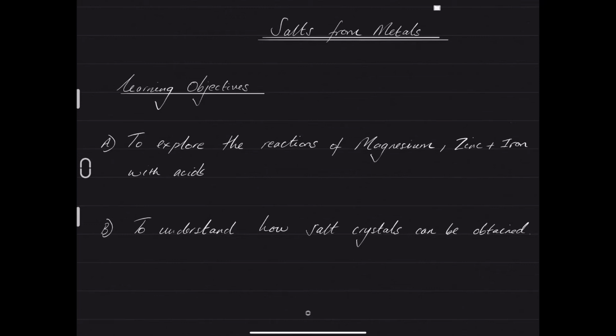In this lesson we are going to be looking at making salts from metals. For the learning objectives today, we are going to look at reactions of magnesium metal, zinc and iron with acids, specifically hydrochloric acid and sulfuric acid. Then we're going to be looking at how we can get salt crystals from these reactions.